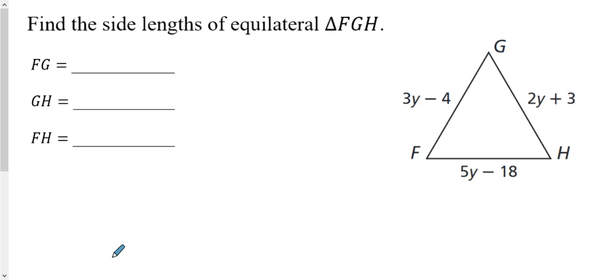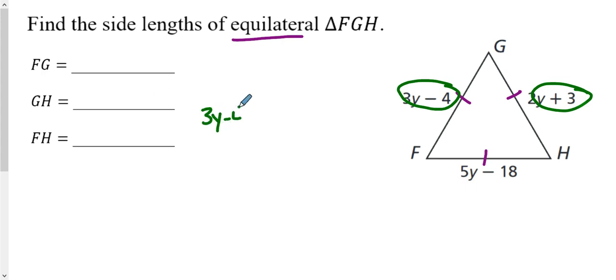So it says find the side lengths of equilateral triangle FGH. So equilateral means all 3 sides are congruent. So when it comes to setting up an equation, it does not matter which 2 you set equal to each other. Okay, congruent means equal, so pick any 2, set them equal to each other. I'm going to go with FG and GH. So I'm going to set 3y minus 4 equal to 2y plus 3.